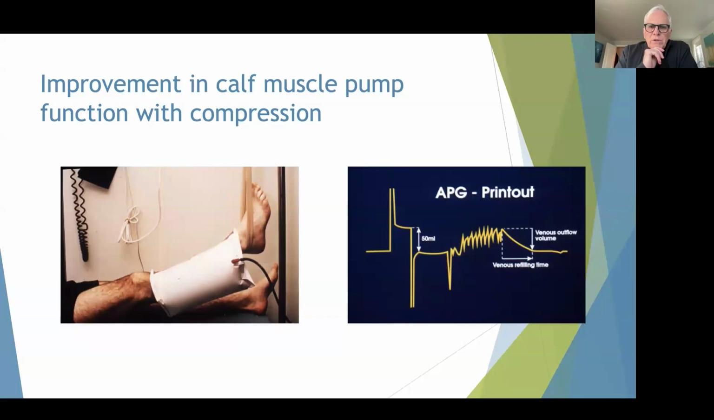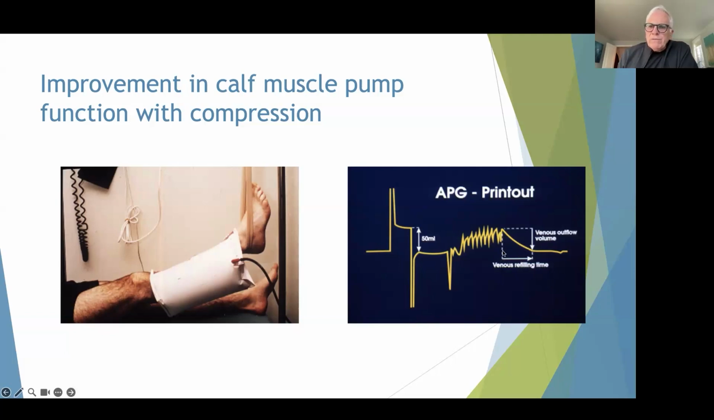The modern way of doing it is with what's called an air plethysmograph. So this actually captures the volume in the legs. And what it can measure, with movement at the ankle, is what's called the ejection fraction, so the amount of blood that can get pumped out of the leg. And then it can also look at the refilling time. So how long does it take for that to refill?